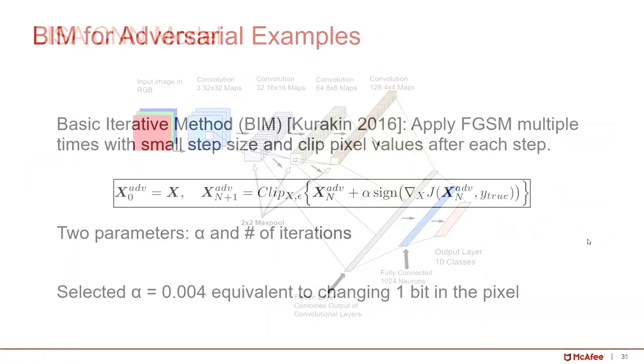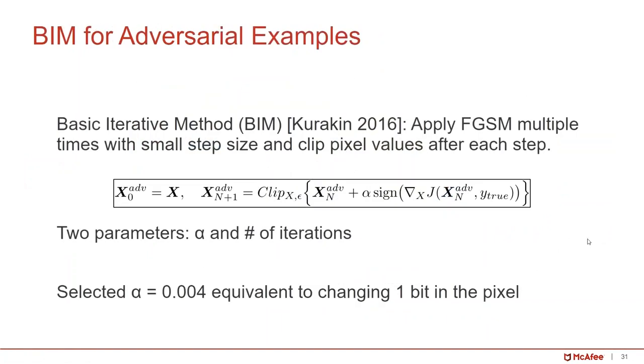We use an algorithm called the basic iterative method, developed by Kurakin, to generate adversary examples. Basically, the idea is like the fast gradient sign method, but tried multiple times with small steps, so it's a more iterative way to improve the attack. There are 2 parameters in this algorithm. One is how much perturbation we should add, and the other is how many iterations we should run.